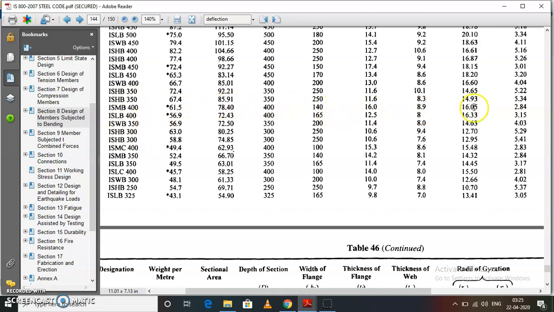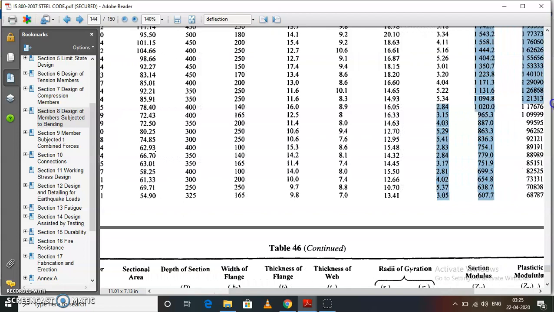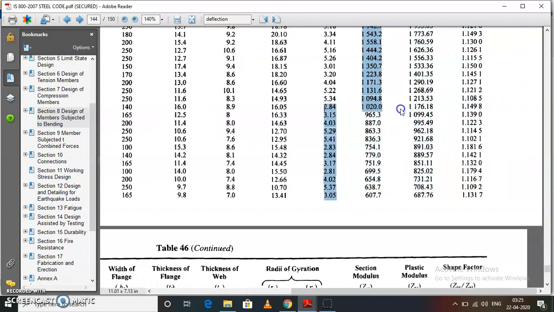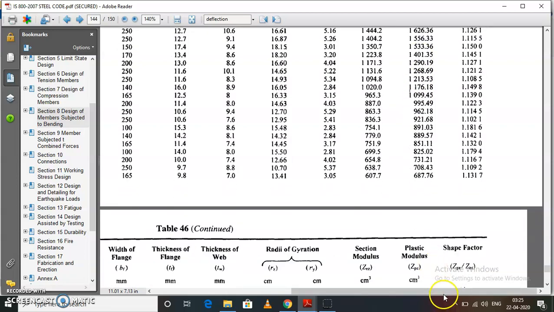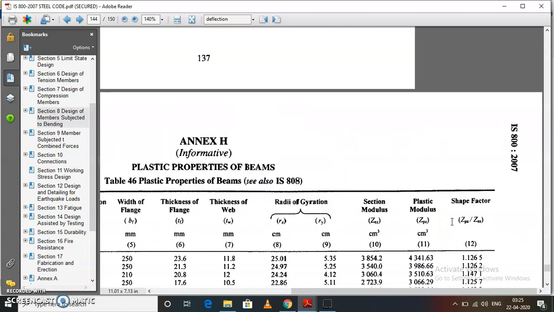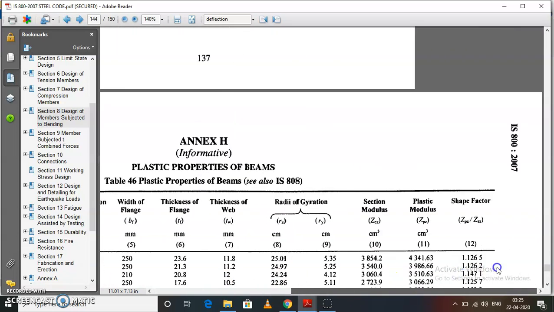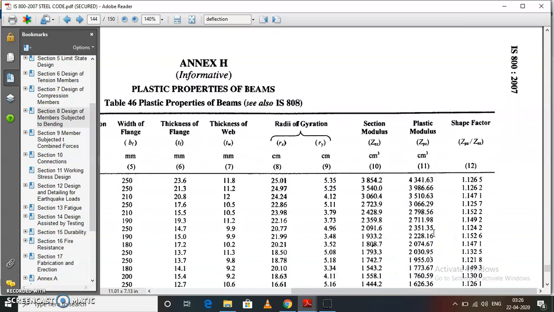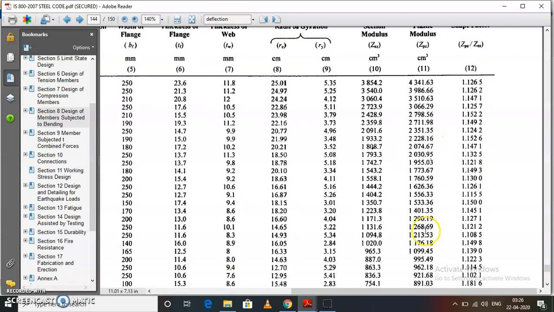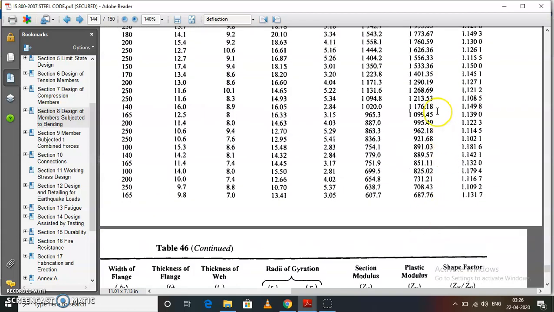ISMB 400. You can see here 1176.18 into 10 power 3 mm cube. Sorry, it is page number 138, plastic modulus of the section. You can get it from the IS 800 code book.